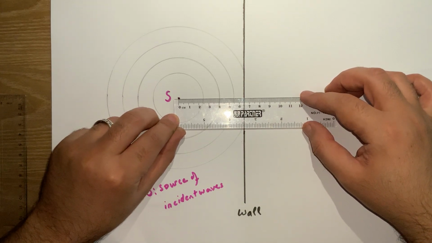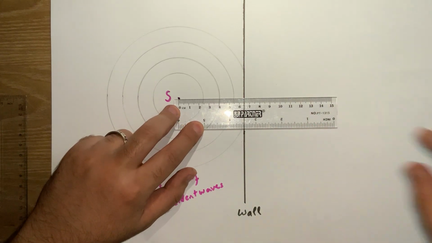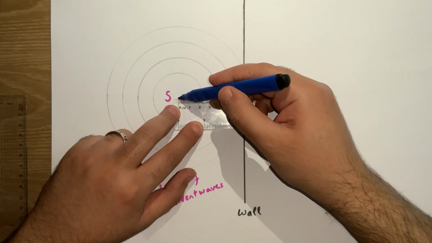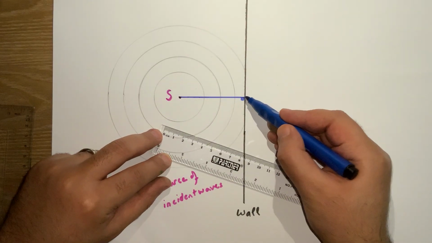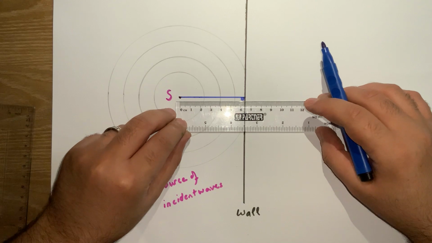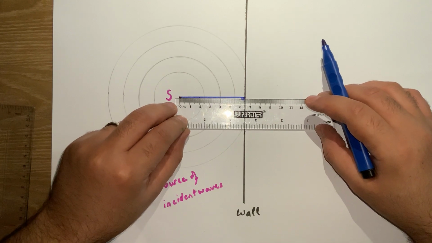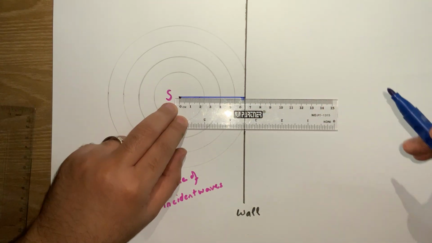To draw the reflected waves, the first step is to draw a straight line from the source of the wave to the wall. But this line should be perpendicular, not any line. It should be perpendicular to the wall. We measure the length of this line. We observe that it is 6.5 centimeters.